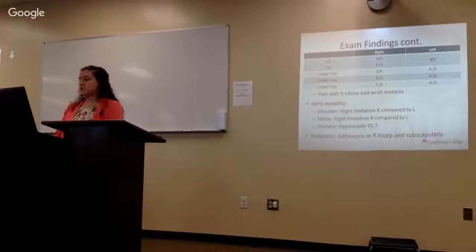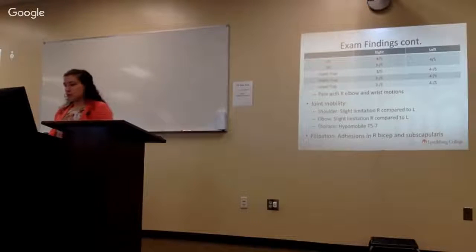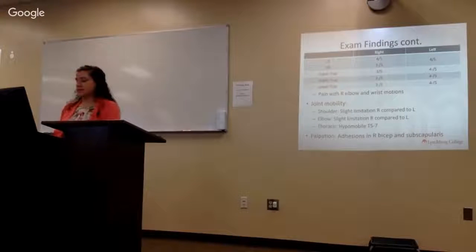Her traps were all weaker on the right than the left, as you can see. So she was unable to perform the full prone fly position through the full range of motion, and therefore I gave her the 3- for that, as well as with the lower trap testing. The only pain she experienced was on her right elbow and wrist motions when I tested her strength.